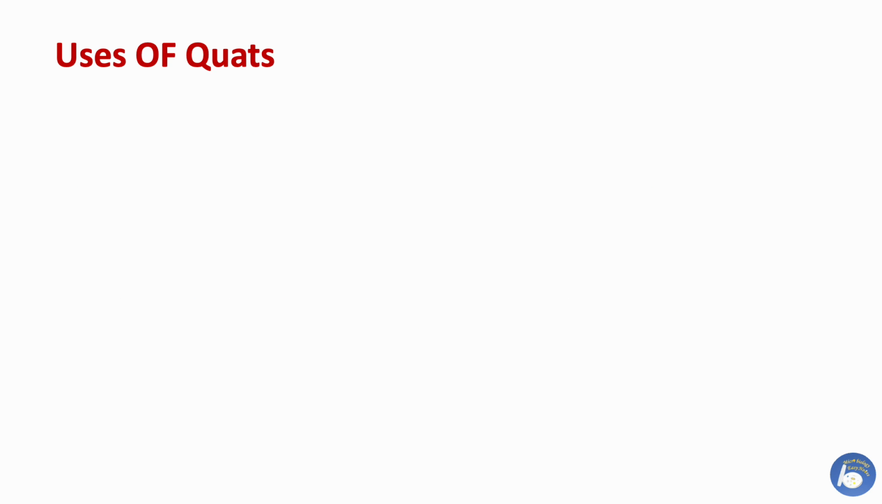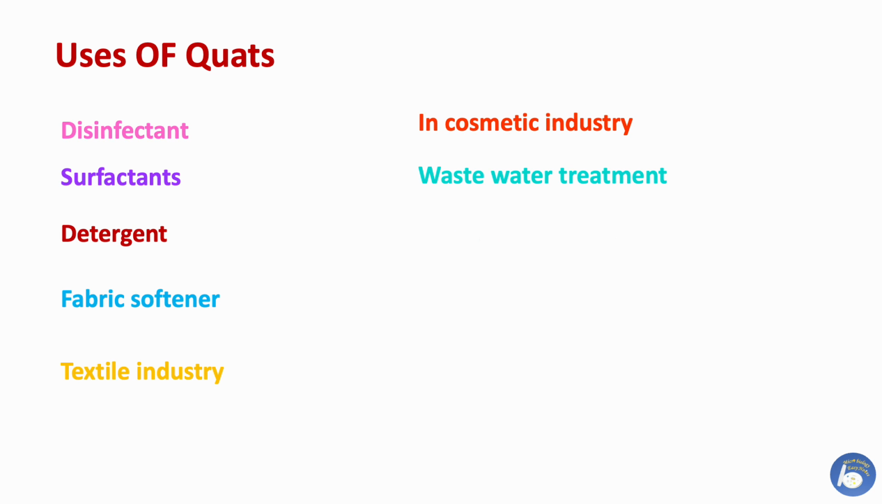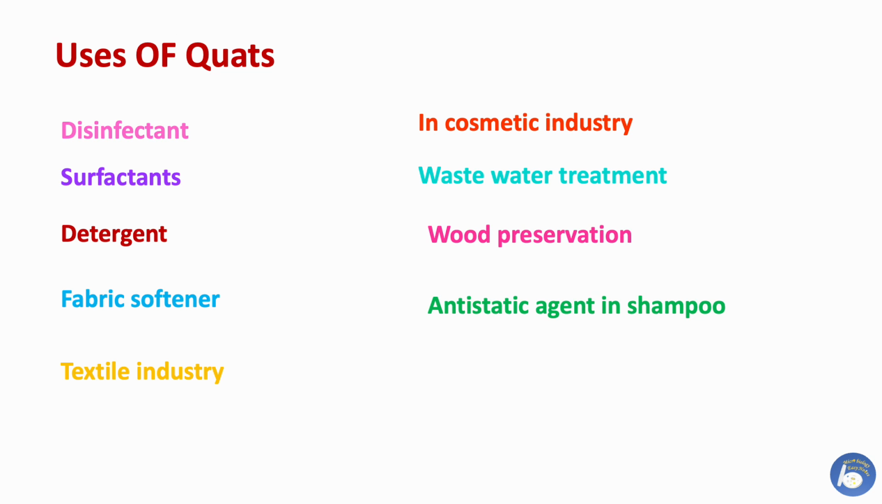Uses of quats. They can be used as disinfectants, surfactants, detergent, fabric softener. They can be used in the textile industry, in the cosmetic industry. They can be used for wastewater treatment, wood preservation, and act as an anti-static agent in shampoos.